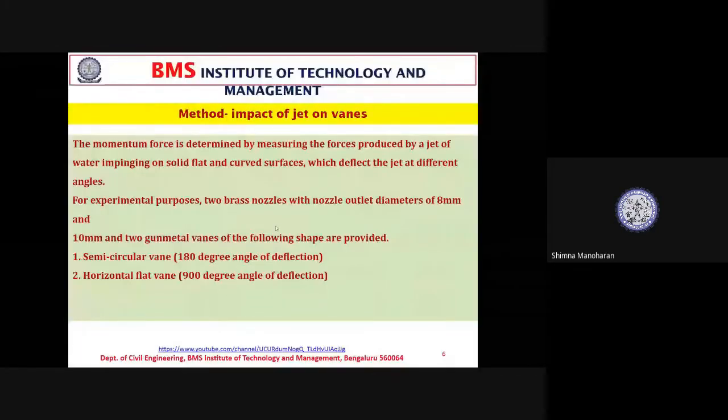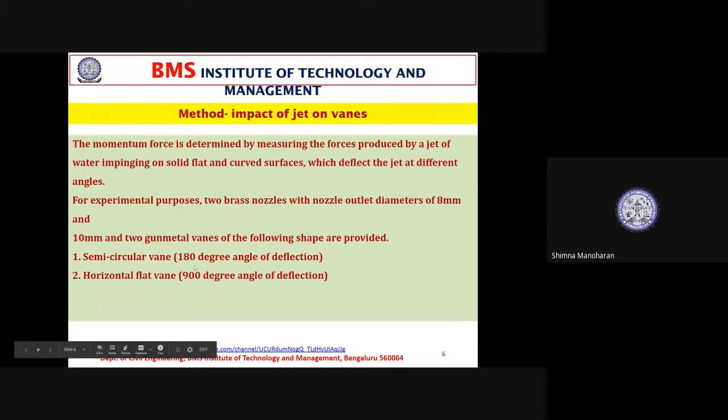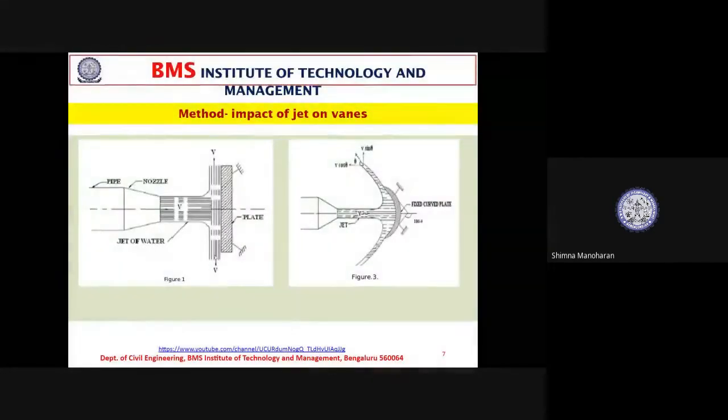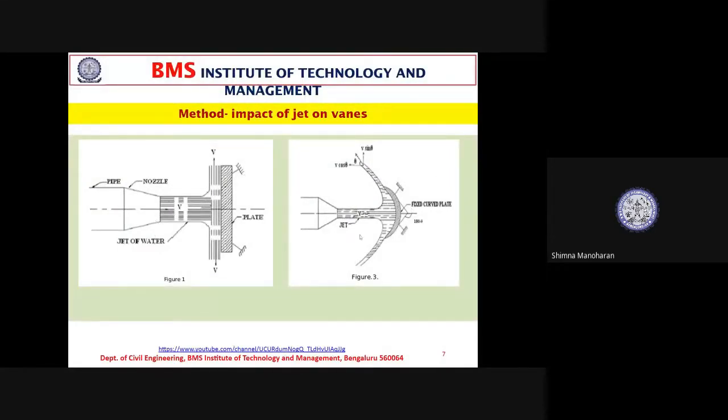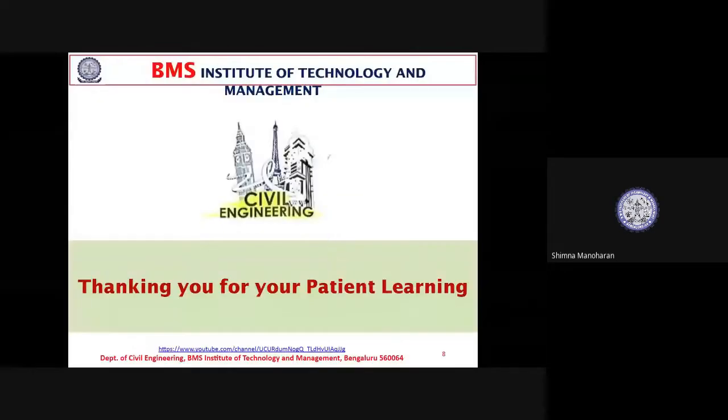As for the method, the momentum force is determined by measuring the forces produced by a jet on a solid flat or a curved surface. Usually in our lab setup, we have a semicircular vane with a 180-degree angle of deflection and a horizontal flat vane with a 90-degree angle of deflection. Sorry, it's not 900 degrees, it is a 90-degree angle of deflection. This is a typical setup. You have both of these in our FM lab, a flat plate and a curved plate. With this, now go ahead to the video on how the impact of jet on vanes is conducted, and then refer to the impact of jet on vanes calculation. Okay, thank you.